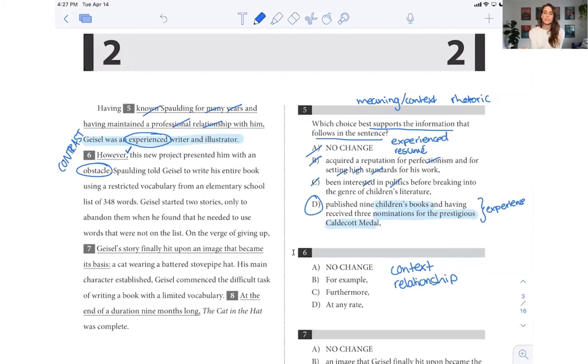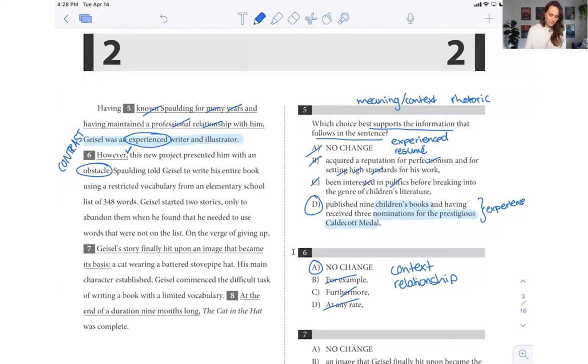Because just for multiple choice tests, right? If we have 2 answer choices that are equivalent, technically it can't be either of them. So let's say we had for instance and for example, those are going to be hard ones to pick between because it's almost like you're saying the same thing. So however, we like that. We look at the answer choices, for example, would be giving an example, which is not the case. Furthermore, that does not give us that shift there, so we're going to take that out. And then at any rate also doesn't give us that contrast. So there's a shift. So I'm just going to go with A for number 6.